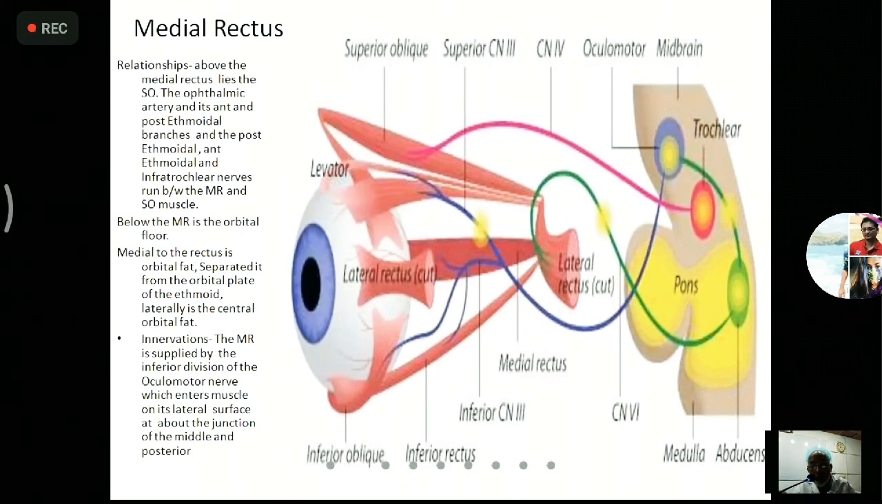Superior rectus below the surface, inferior rectus upper surface, and medial rectus the lateral surface. At about the junction of the medial and posterior third, all of the medial and posterior third. That means the anterior one third is free. Remember it when squint surgery is done.